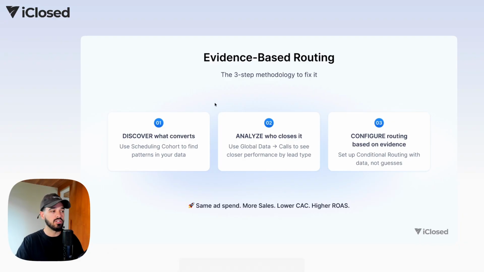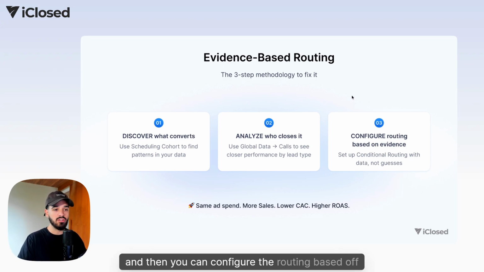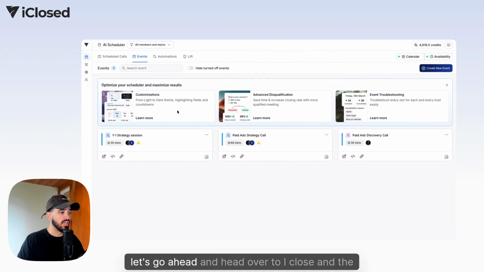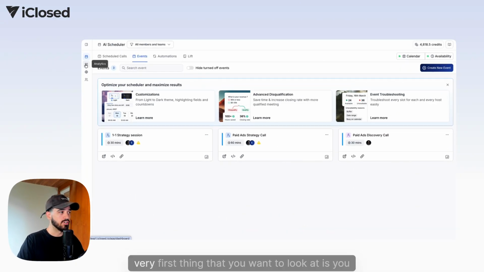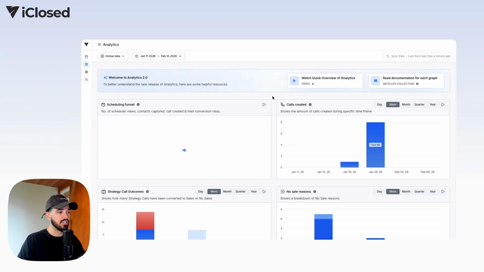So first and foremost, you need to understand what converts. Then you need to analyze who closes it. And then you can configure the routing based off of that evidence. Okay. Let's go ahead and head over to iClosed. And the very first thing that you want to look at is you want to look at the analytics.